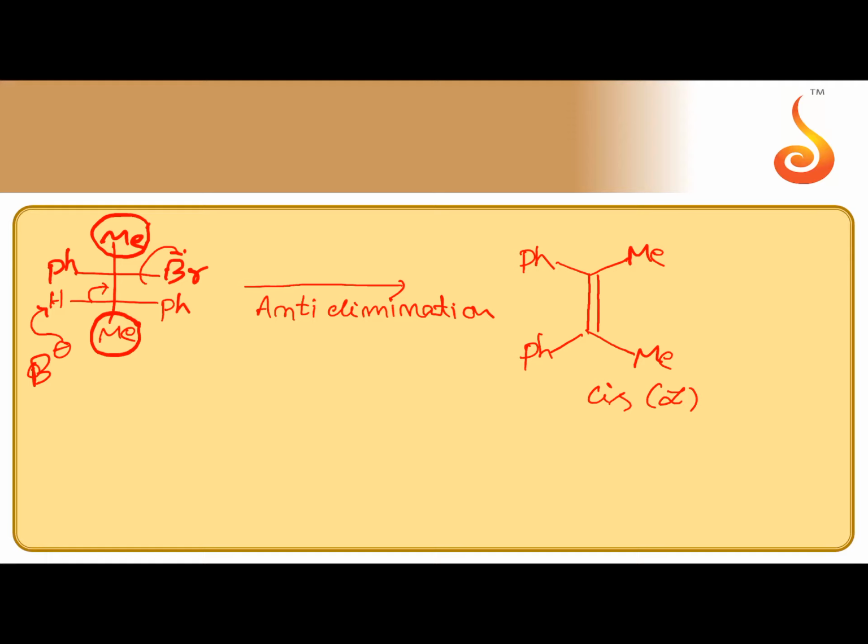Any cis also can be taken as Z. The optical isomer given one is threo isomer. So threo isomer, since two identical groups, Ph phenyl groups, are on the opposite side, this stereoisomer is called threo. Threo isomer anti-elimination gives Z isomer. So if you want, you can remember as it is, TAZ also.